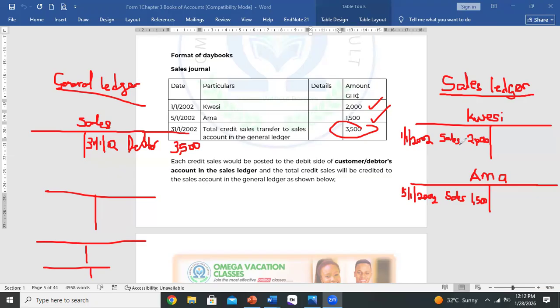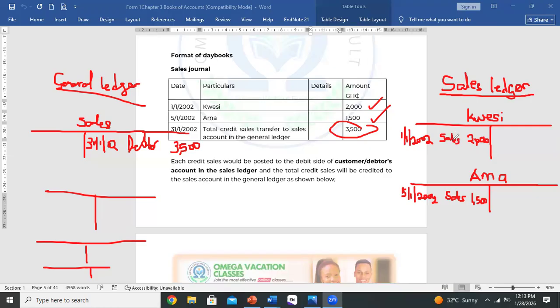You need to give those details there. So those details are telling us that it was sales to who? Kwesi. But that does not suggest that we are opening the sales account there. No, the account we are opening is Kwesi. But this is a description to tell us that Kwesi is in our sales ledger, or is a debtor, because we sold goods to him. So these are just details.